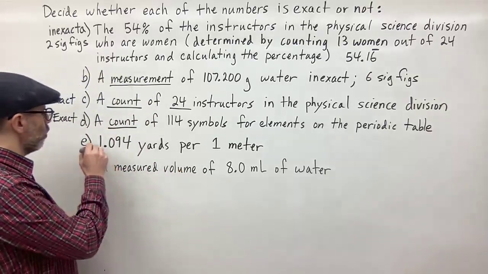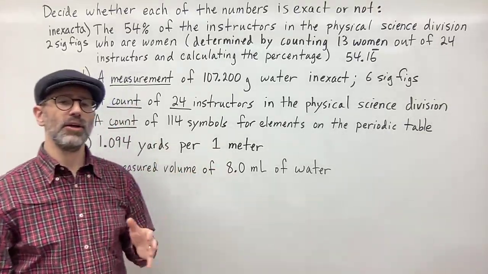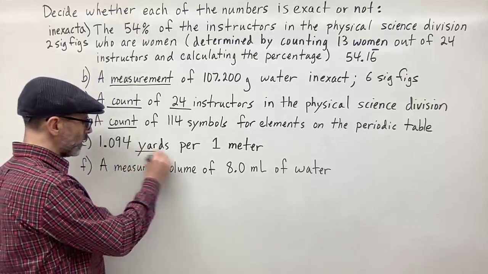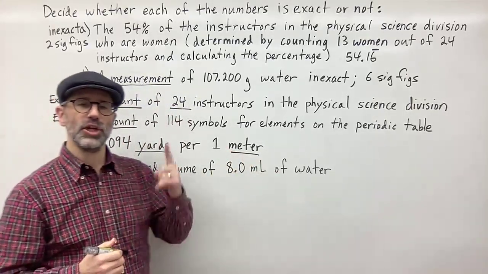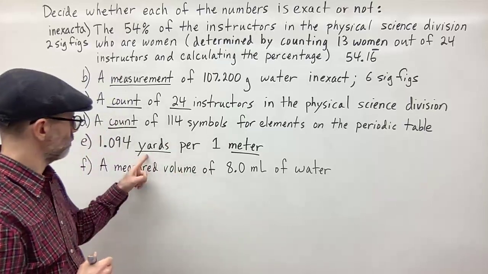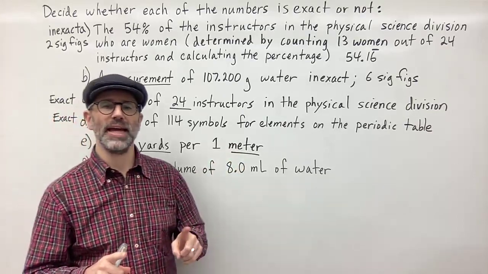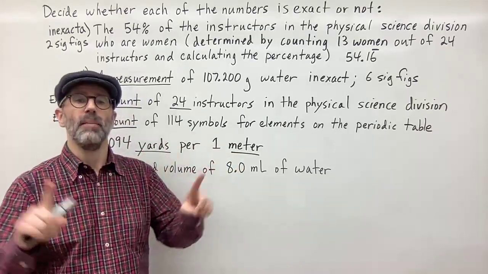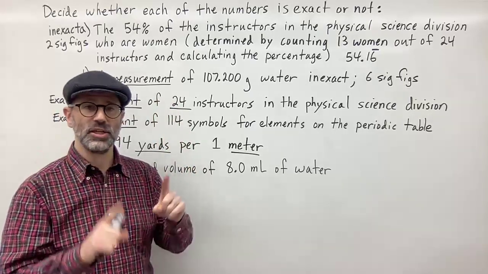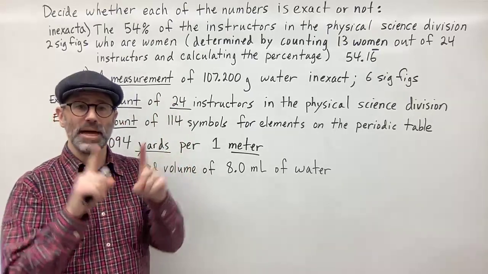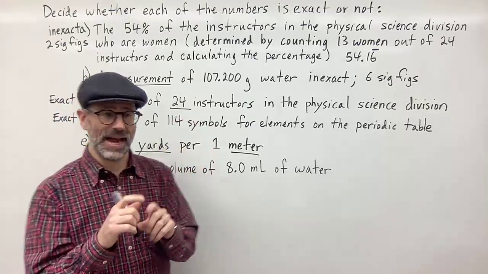Okay, here we have 1.094 yards per 1 meter. So the thing you've got to remember, we have yards and we have meters. We're comparing yards and meters. Yards is an English unit. Meters is a metric unit. Anytime you have a relationship between the English system and the metric system, that is going to be a measurement. That's going to be inexact. It's not exact, it's inexact.